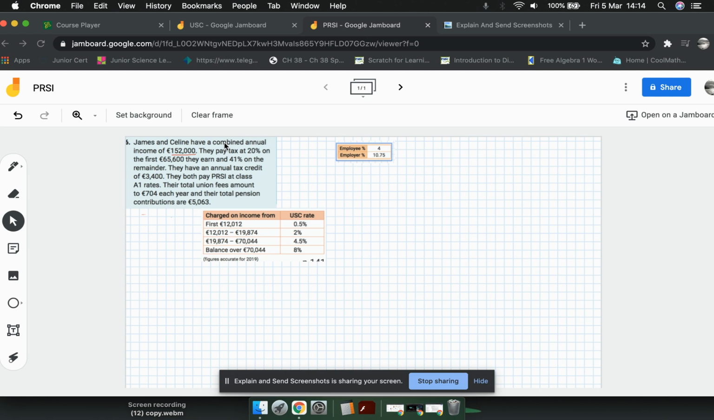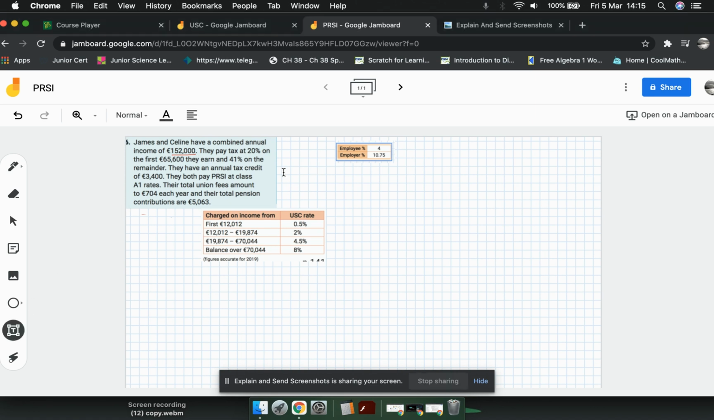The problem with this question, though, is that James and Celine have a combined annual income of 152,000 euro. We don't actually know how much they're earning individually. So we have to make an assumption. The assumption is that if we split their income in two, then we will determine how much money they are making in their salary per year.